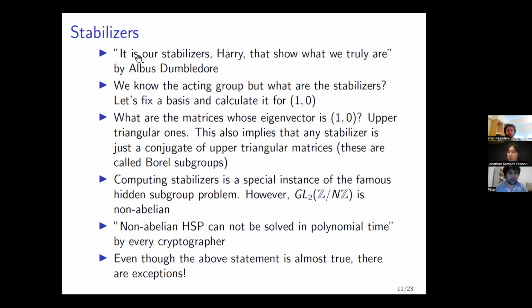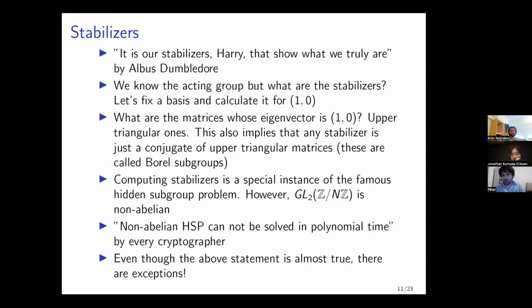Yeah, so I took a quote from the Harry Potter book, which I slightly rephrased. It is our stabilizers, Harry, that show what we truly are. I mean, the next line, if I put that word, then it comes out of context. But the idea of this approach is really not focusing on the one isogeny that you want to find. You really focus on this whole collection of isogenies, and what really tells you what is happening is again the stabilizers. So what are these stabilizers actually?